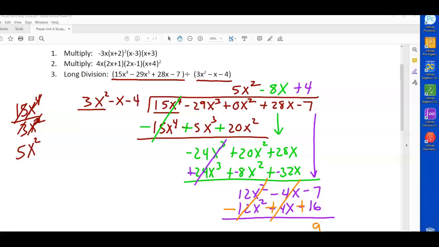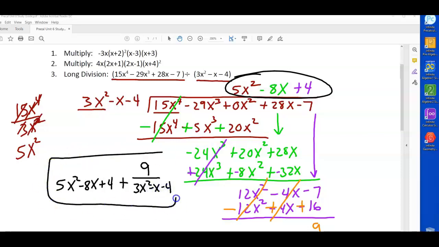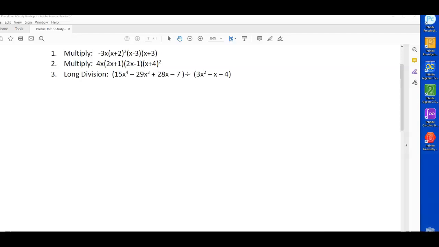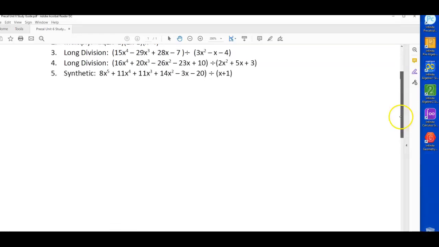Now how we write our answer is you write this first. Then you put plus, then you put your remainder, and then you put your divisor. Okay. Let's go ahead and move on to number 5. I'll leave number 4 for you.